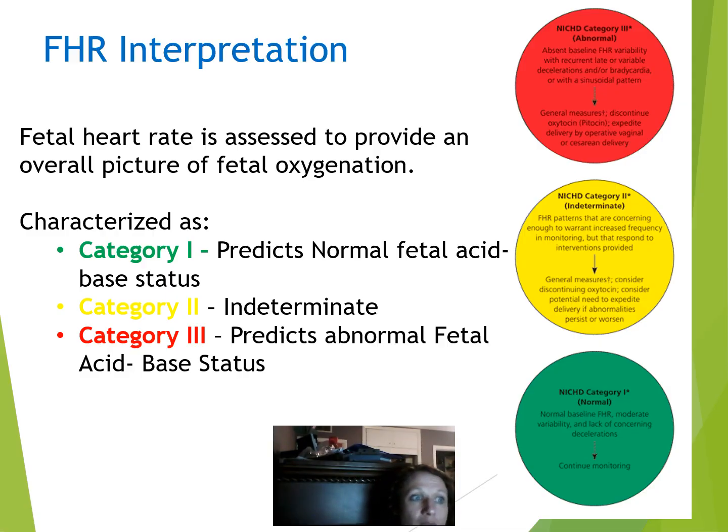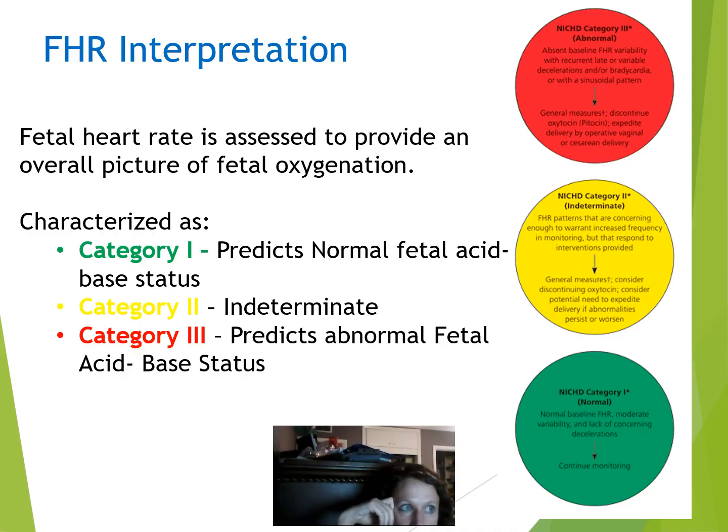So for them to be category 1, they have to have moderate variability. Then they have to have no decelerations, or they can have early decelerations. Remember, early is okay. So normal baseline between 110 and 160, moderate variability, and no decelerations except for the earlies. We're fine with them.